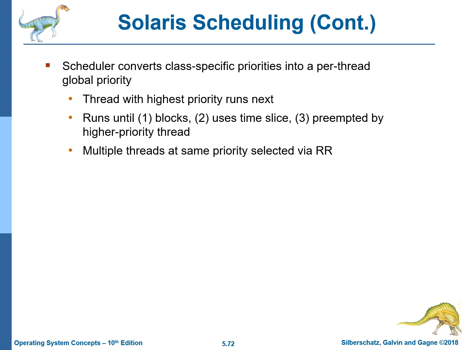This is Solaris scheduling. The scheduler converts class-specific priorities into a per-thread global priority. The thread with the highest priority runs next. It runs until it blocks, uses its time slice, or is preempted by a higher priority thread. Multiple threads at the same priority are selected via round robin.